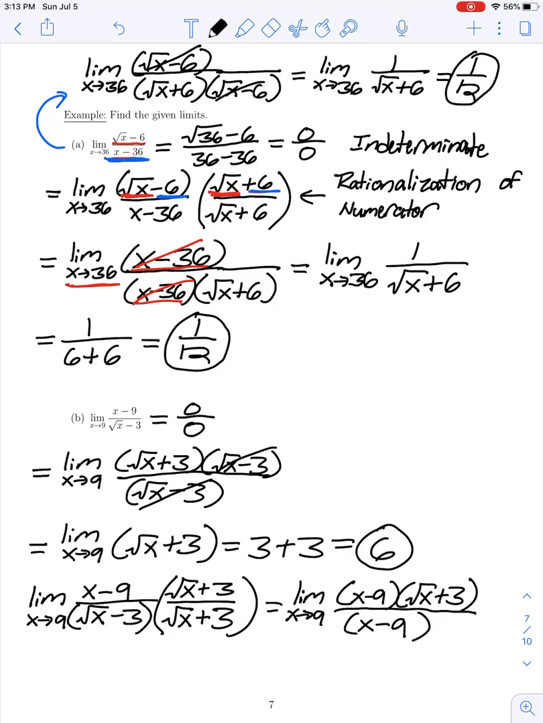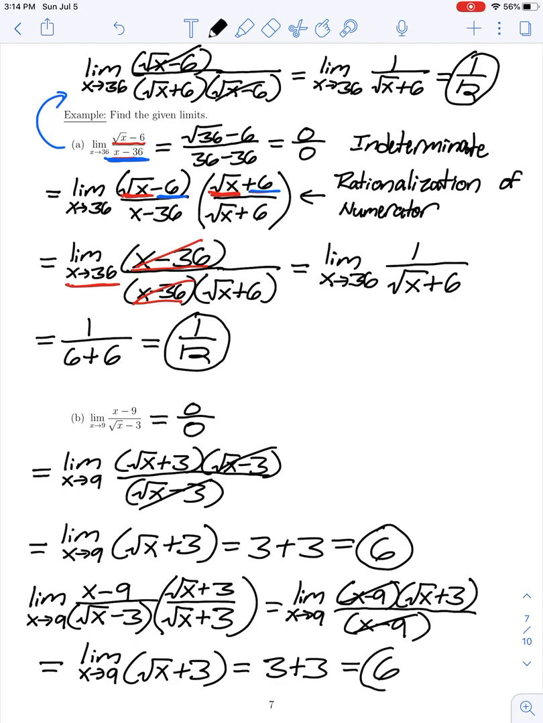We then see that we can cancel the common factor of x minus 9 in the numerator and denominator, and we're left with the limit as x approaches 9 of the square root of x plus 3. By plugging in x equals 9, we have 3 plus 3, or 6, for the limit. So we get the same value using either approach, rationalization or factoring.